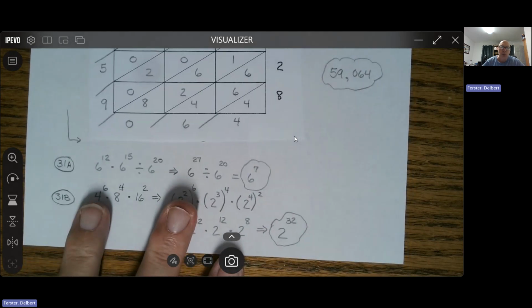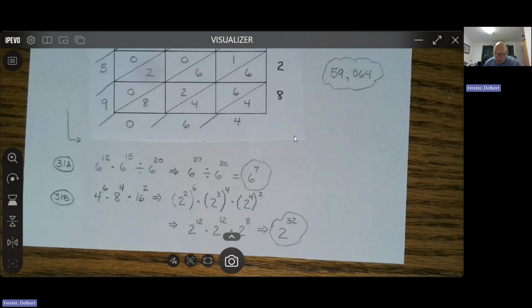Next problem says, see what you can do, get me to 1 power. So the first one's kind of nice because your bases are all 6. So when you multiply, you get to add powers. When you divide, you get to subtract powers. So your arithmetic is an add of 12, and it looks like 15, and then a subtract of 20. So 27 minus 20 is 7. So the answer is 6 to the 7th.